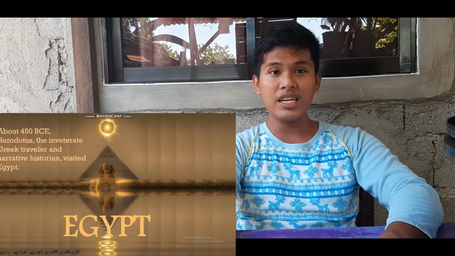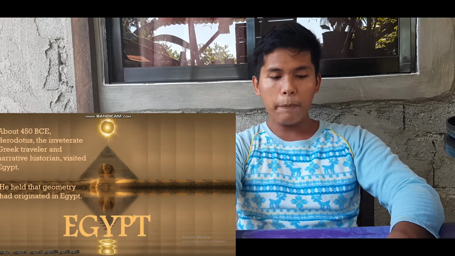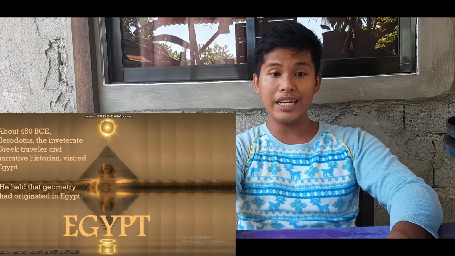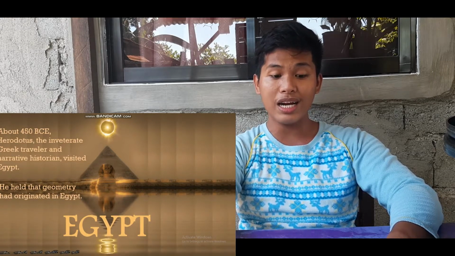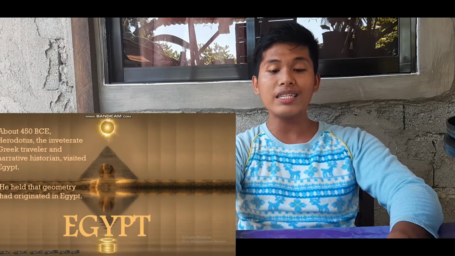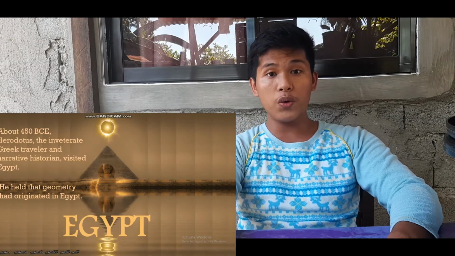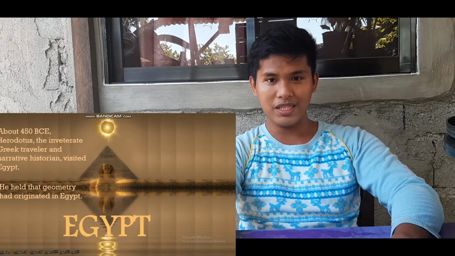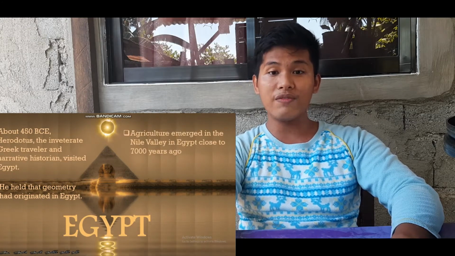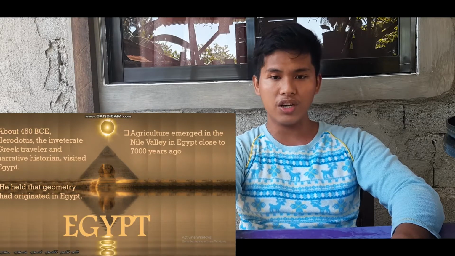His main purpose as well was to learn more about mathematics in ancient Egypt. He found out and concluded that geometry had originated in Egypt, because he believed the subject had arisen from the practical need for resurveying after the annual flooding of the river valley. Also, agriculture had a very big impact on math in Egypt. Agriculture emerged in the Nile Valley close to 7,000 years ago.